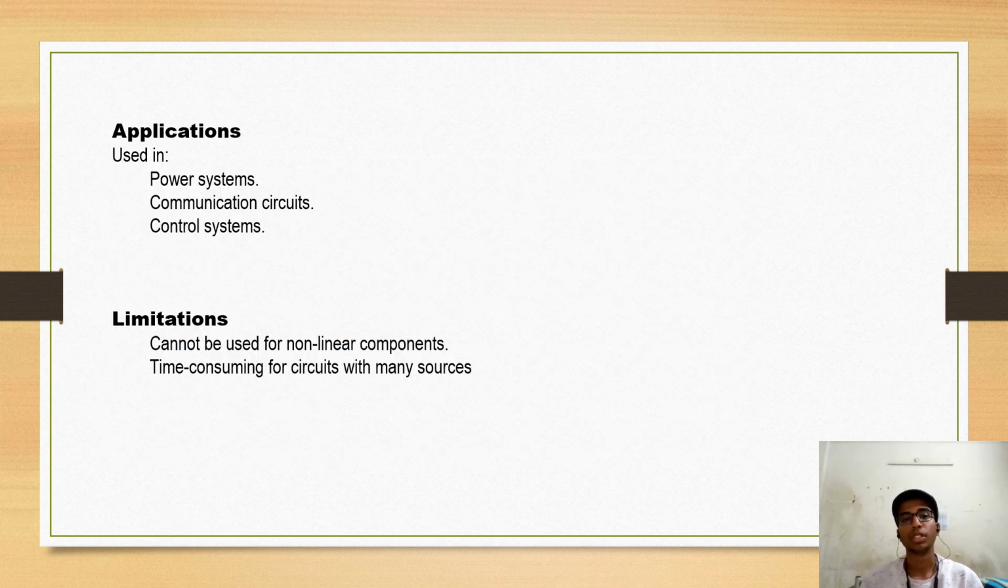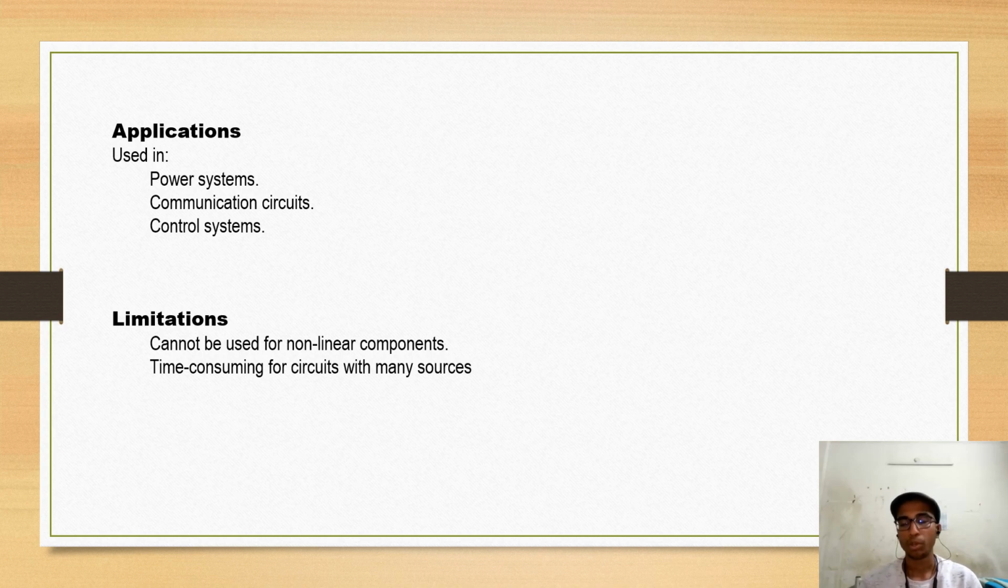Applications of the superposition theorem. It is widely used in power systems, communication circuits, and control systems. Communication circuits are very important in human life. Without communication, humans are no more. Control systems are used in programming, like designing electronic devices.